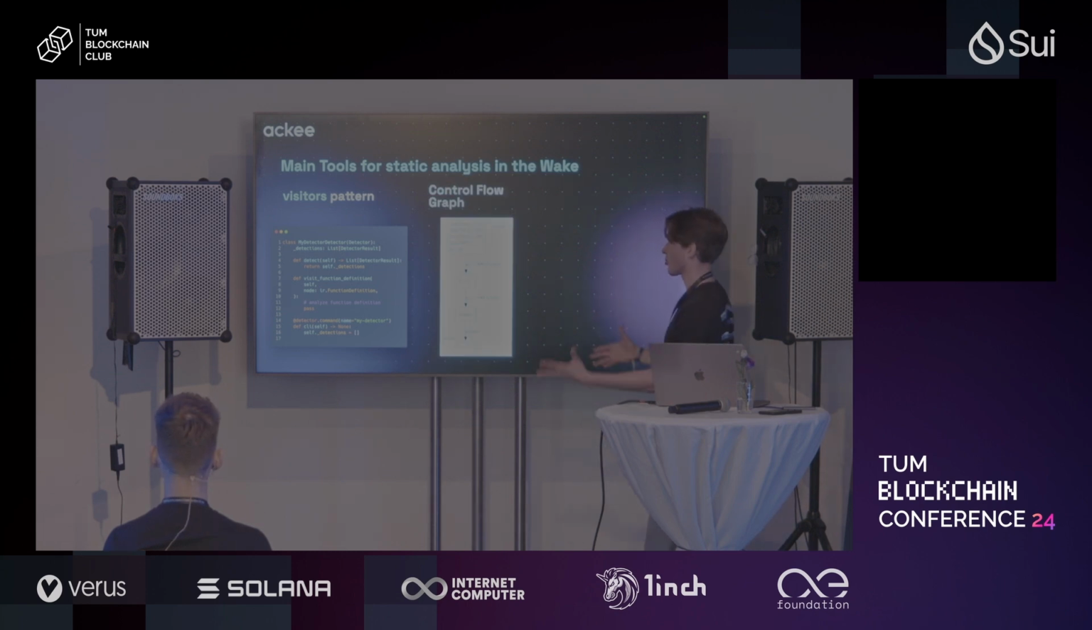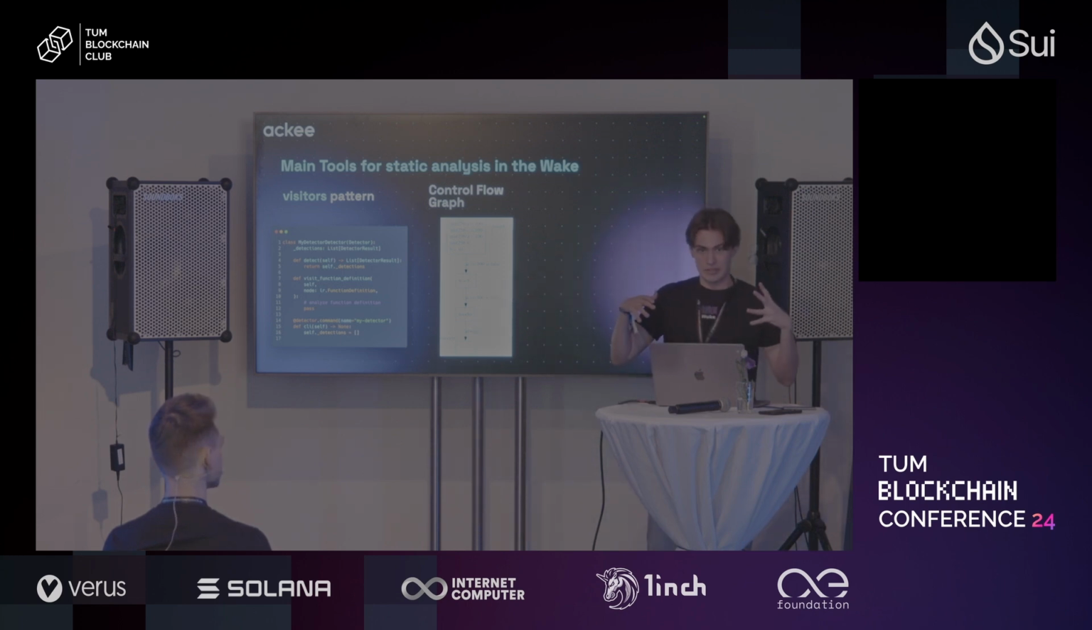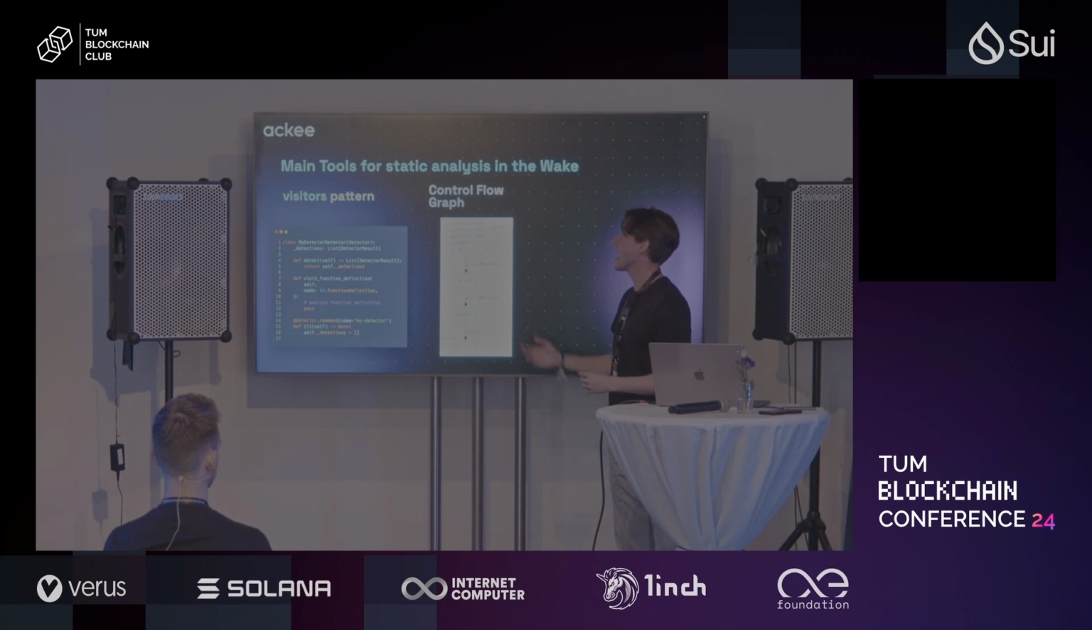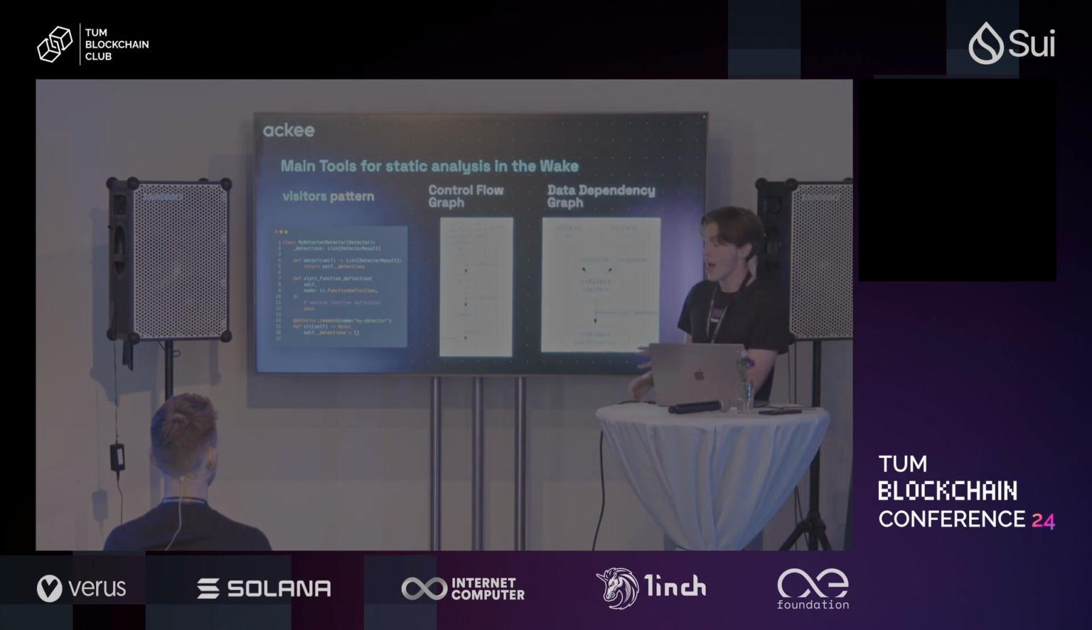Also, we have control flow graphs. I guess you're familiar with them because they represent all of the paths that a function has, and we create one control flow graph for every function in smart contracts for better analysis. And of course, we have the data dependency graph. We create it for every variable, and we can see which values are assigned to it and where this variable is used.